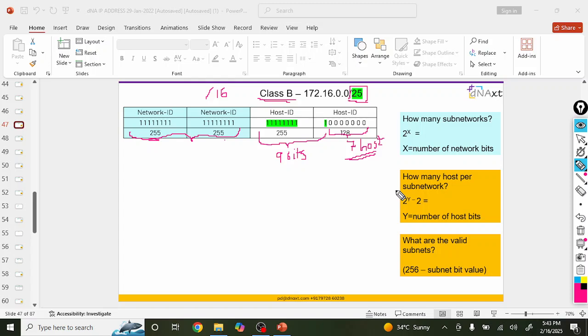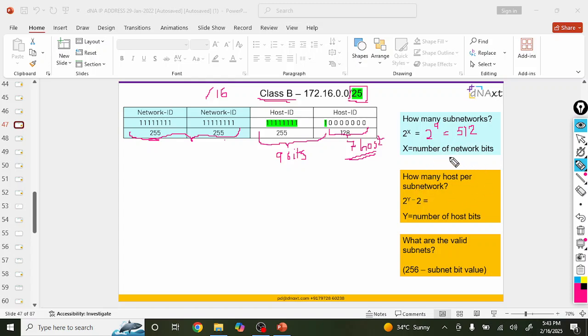First is how many subnetworks. The formula is 2 to the power x, where x is the number of subnetwork bits. How many subnetwork bits over here? 9. So 2 to the power 9, 512 subnetworks we will get over here.